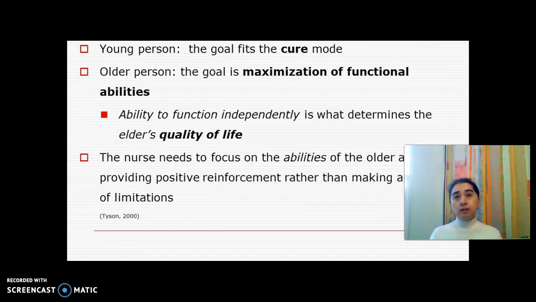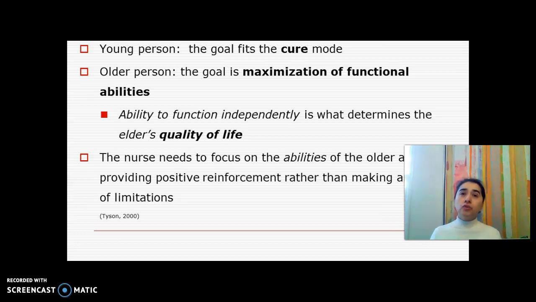In comparison to a younger individual, when we use the cure model with younger adults, we try to cure diseases, cure infection, for example. With older adults, we try to maximize their functional status, improve their quality of life, to make sure that they can stay home independently as long as possible.